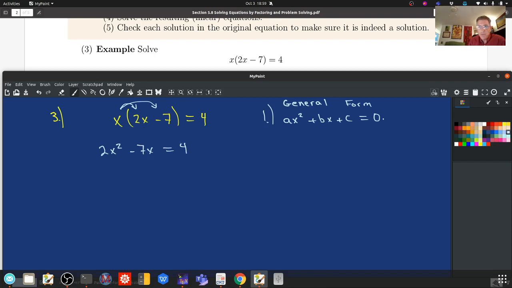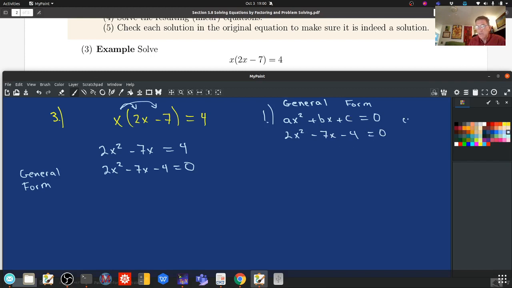It's almost in general form, but I need to have a 0 on the right hand side. So I'm going to go ahead and subtract 4 from each side. And now it's in general form. So my a is 2, my b is minus 7, and my c is minus 4. So 2x squared minus 7x minus 4 is equal to 0. A is 2, b is minus 7, c is minus 4.